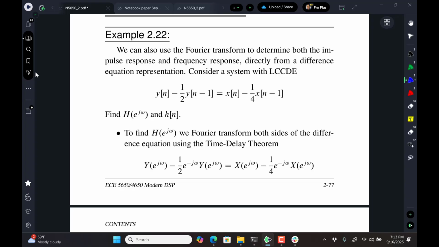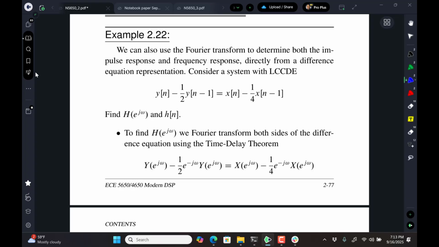So if you're given a difference equation, this is a first order difference equation. It could be second order, the problem's in the notes. You take and apply the delay theorem to all the terms in this difference equation using the Fourier transform. So you Fourier transform both sides in an operational sense. y of n becomes Y of e to the j omega. 1/2 y of n minus 1 becomes 1/2 e to the minus j omega from the one sample delay times Y of e to the j omega, so on and so forth.